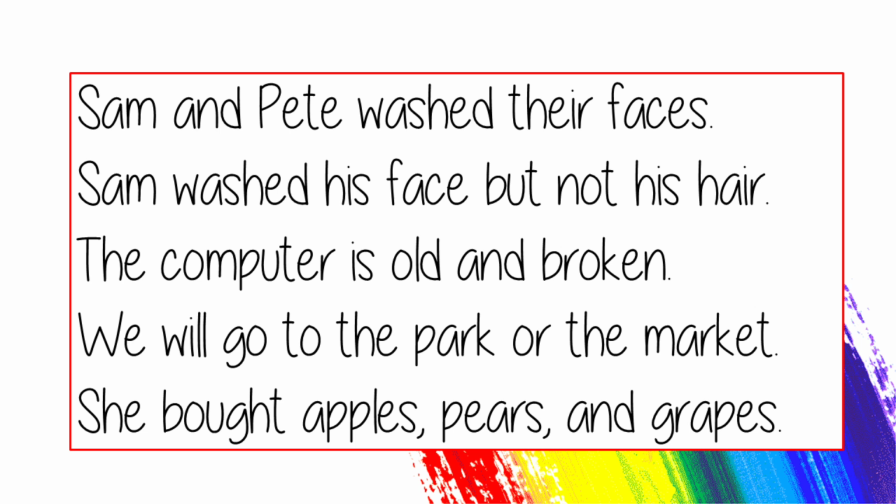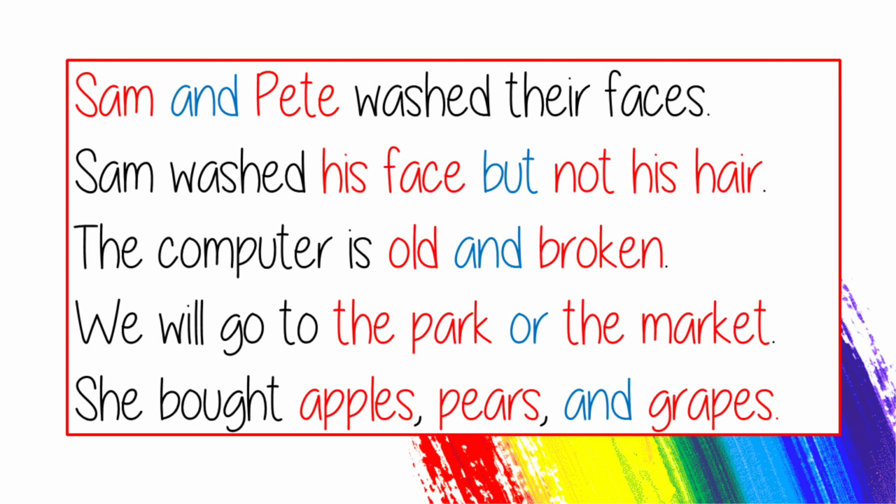In the first sentence here, Sam and Pete washed their faces. Sam and Pete is the subject, and they are connected with the conjunction and. In the next sentence, Sam washed his face but not his hair. But is the conjunction that is joining face and hair. In the next sentence, the computer is old and broken. The conjunction and is joining the two adjectives old and broken.